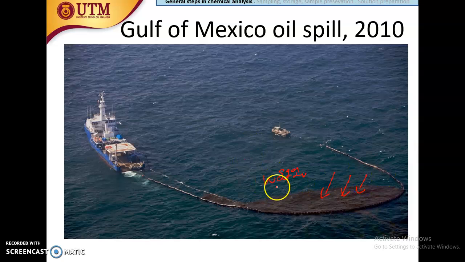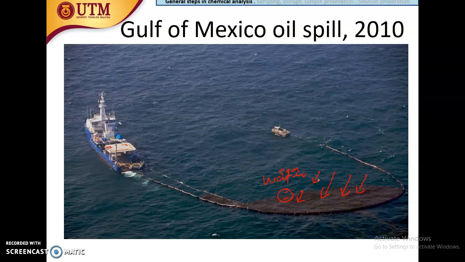Seawater can contain both water and oil. If, let's say, you happen to sample here, it means the sample contains seawater and oil. So the analyte is mostly hydrocarbons, because hydrocarbons are what make up the oil. And then what are the matrices? It means everything inside this seawater as well as oil.